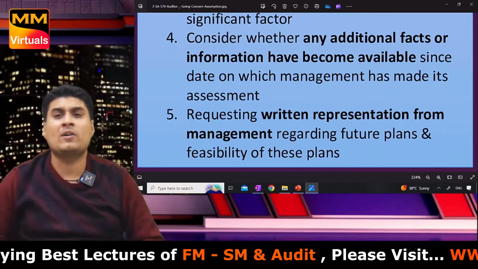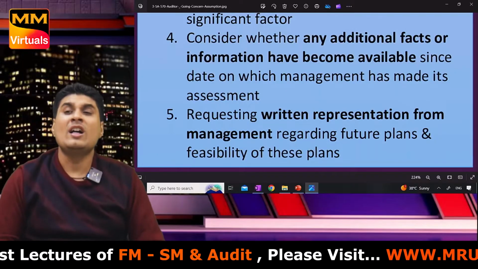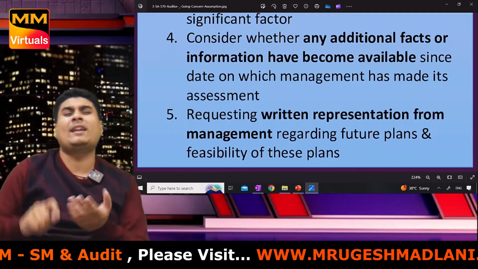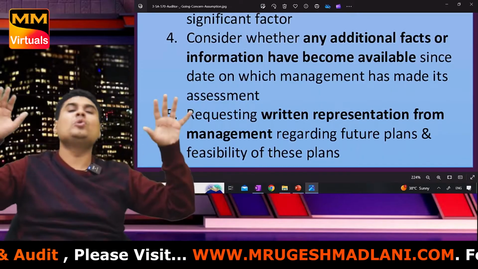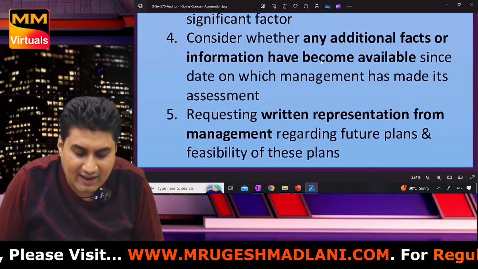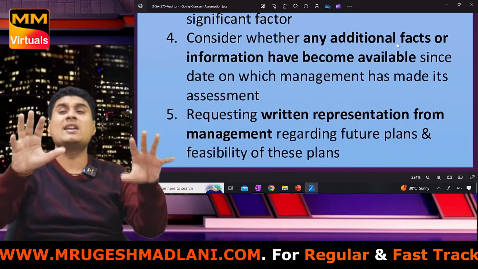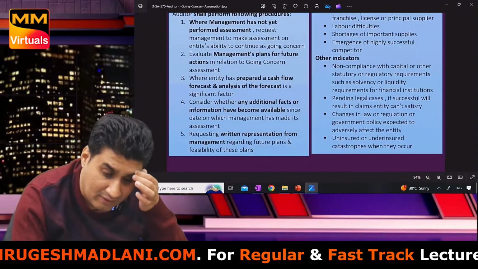Last point. If you feel the plan is good, request a WR from management, a written representation from management regarding the plan and future feasibility of the plan. Regarding the future plan and feasibility of the plan. Understood? 100% you have to remember this. Okay, we will try our best.